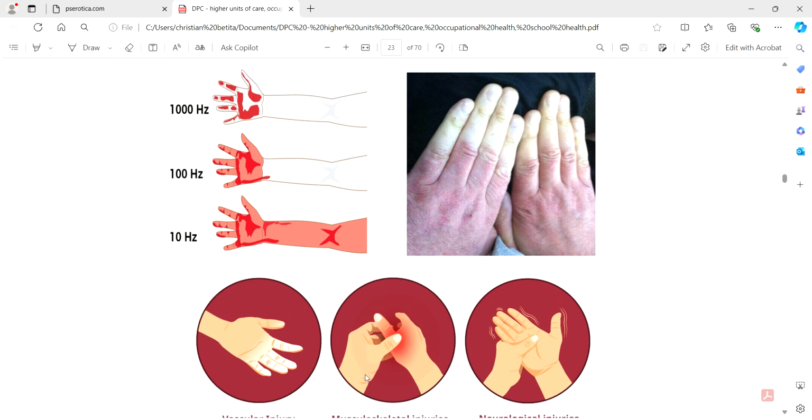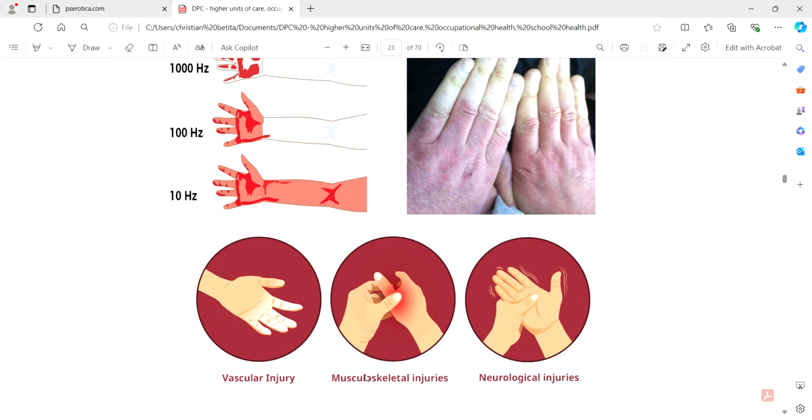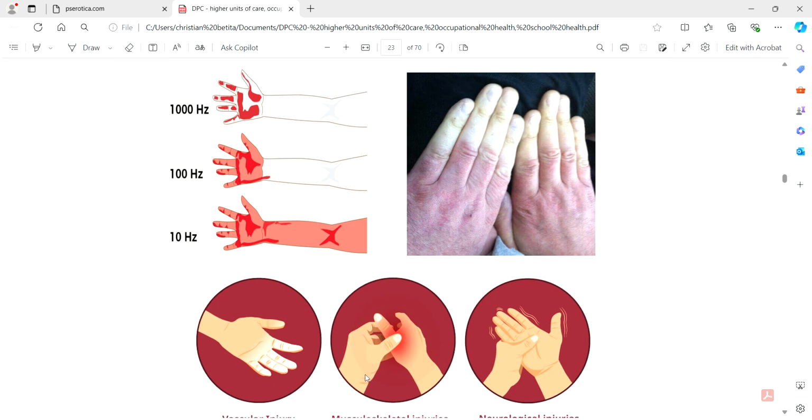The vibration causes vascular injury, musculoskeletal injuries, and neurological injuries. So this white finger syndrome is usually seen in workers whose upper extremities vibrate during work. For example, jackhammers, drills, saws, power tools. Okay.